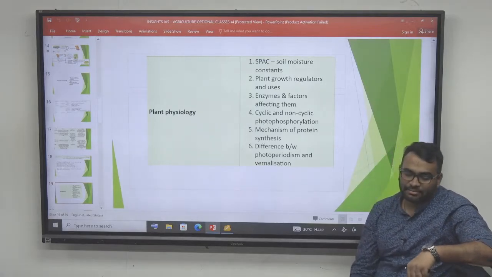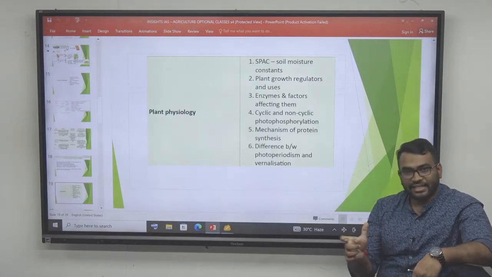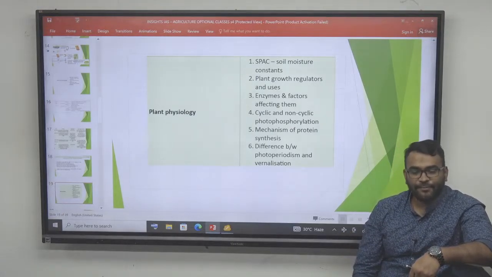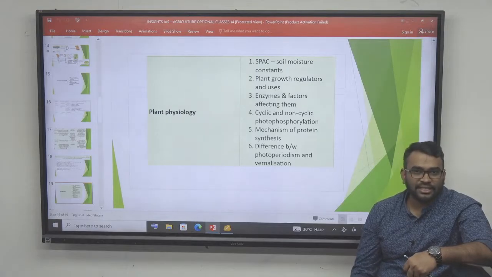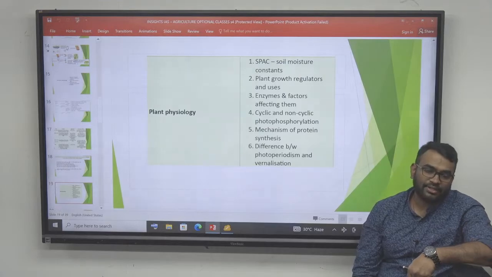Next one is mechanism of protein synthesis. Here the role of ribosomes, and then the strand, mRNA, rRNA, tRNA, what is its role, those basic things you should be knowing. Next one is difference between photoperiodism and vernalization.